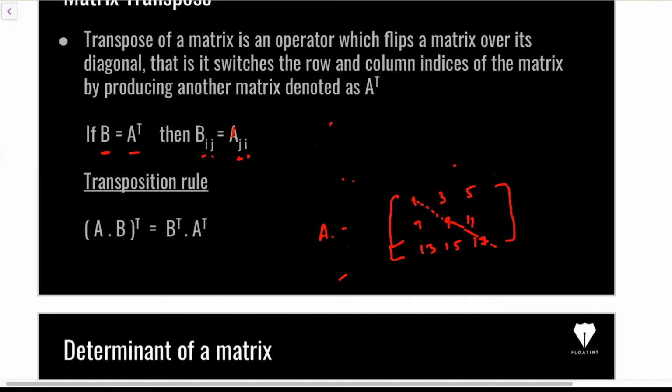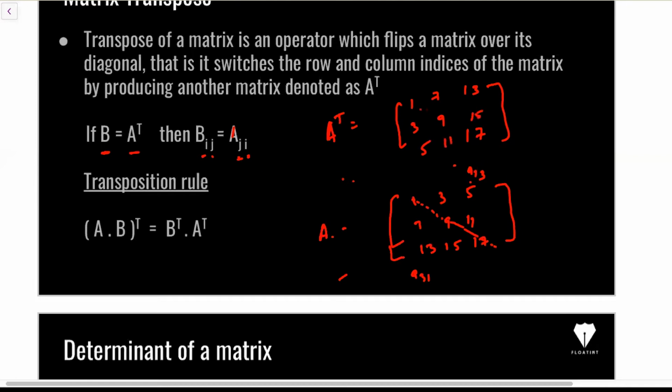So if I am doing A transpose, what will be the A transpose value? This 1, 9 and 17 will not change; they are not going anywhere. This 3 and 7 will be interchanged here: 3 will come here, 7 will go there. This 5 and 13 will be interchanged, because this is 3 comma 1 and this is 1 comma 3, right? These two places will be interchanged: 5 will come here, 13 there, and then 11 and 15 will be interchanged.